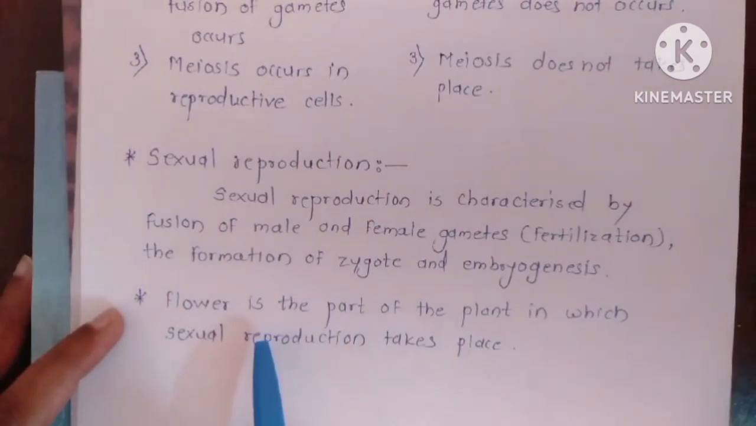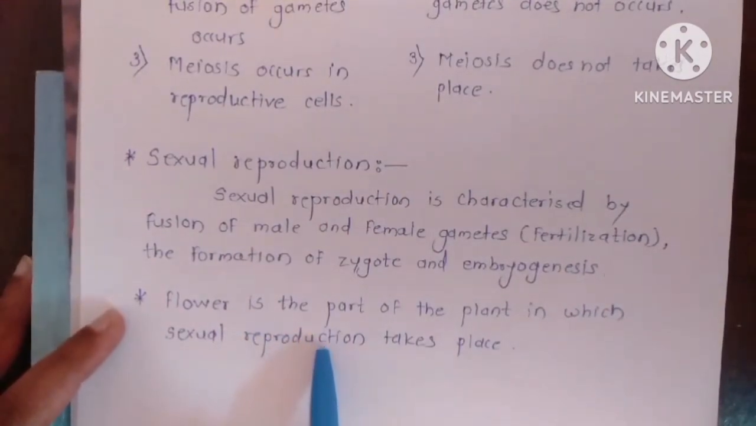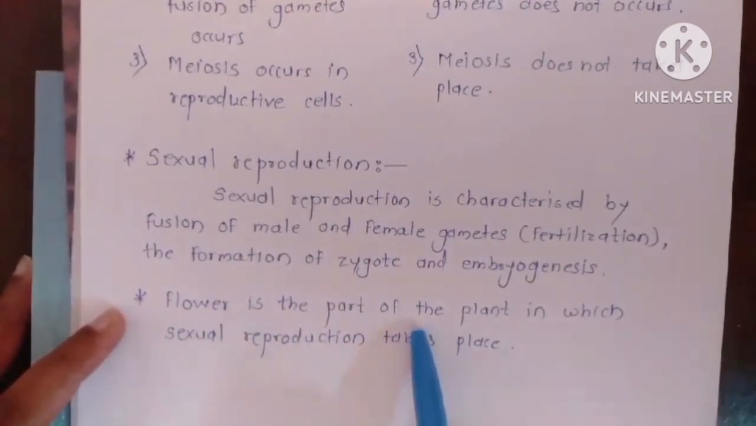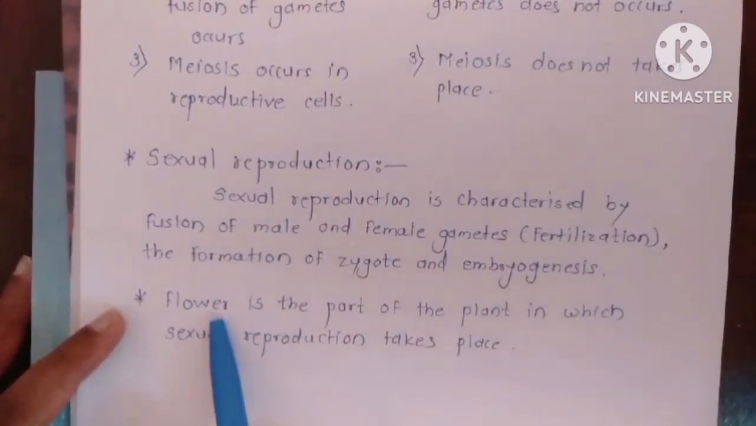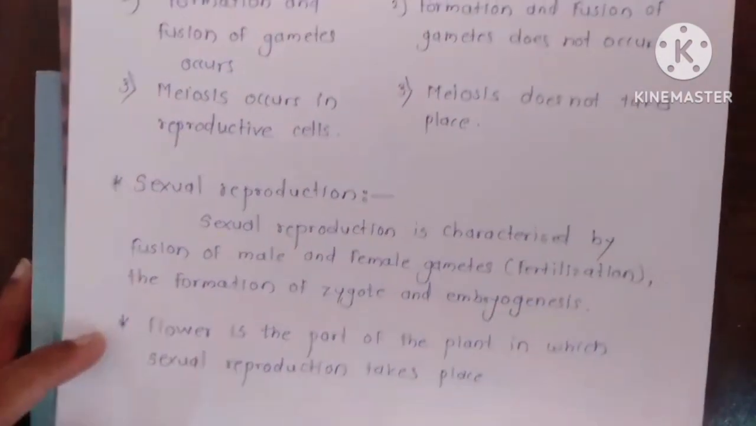Then you have studied structure of plant. Which is the reproductive structure of the plant? Flower. Flower is the part of the plant in which sexual reproduction takes place. Means flower is the reproductive structure of the plant.